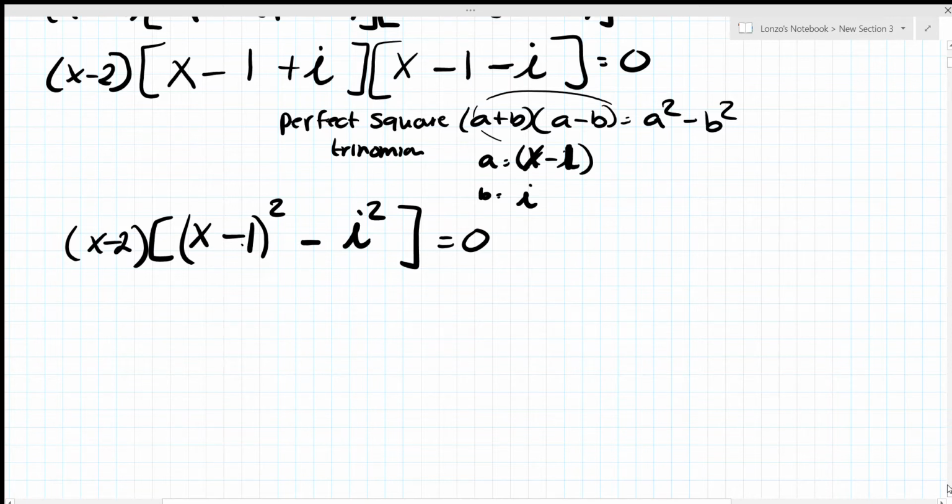Okay, so let's simplify this even more. This x minus 1, you can actually FOIL it out if you want to do the long way, or if you want to do the shortcut, you just remember it's the perfect square trinomial.